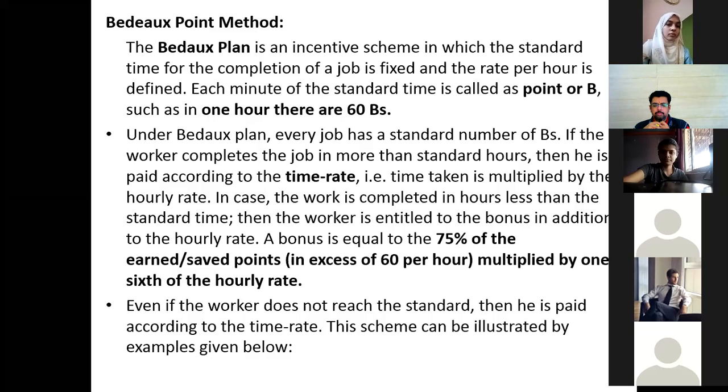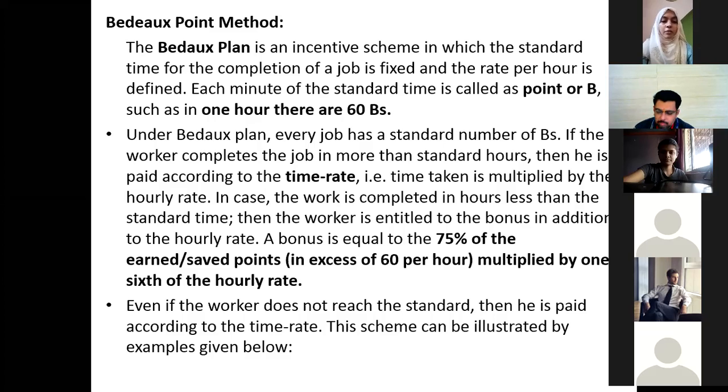For example, as you told, the actual time worked is 1400 B, which means 24 hours. The saving in terms of Bedaux points is 200. Therefore, the time saved per hour will be 200 divided by 60, that will be 3.33 hours.